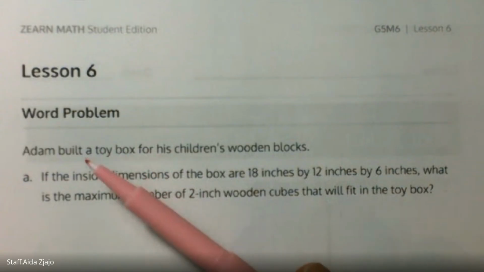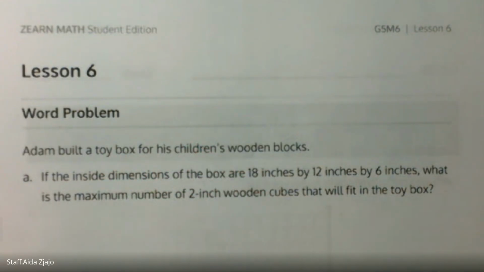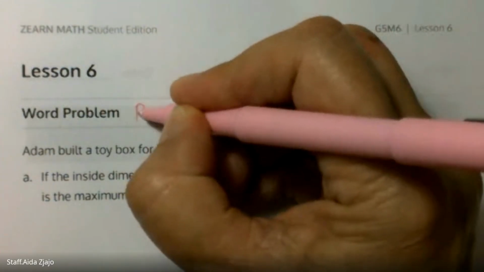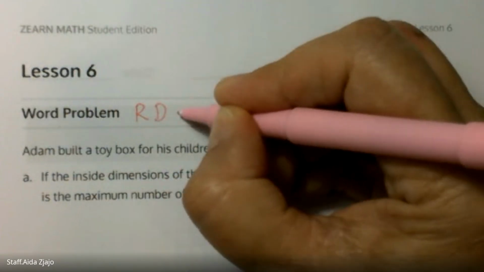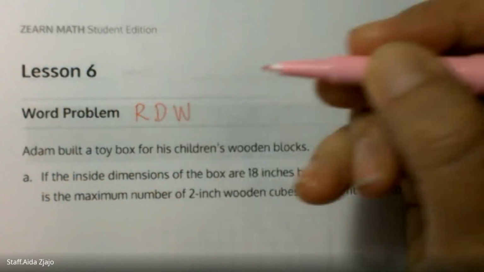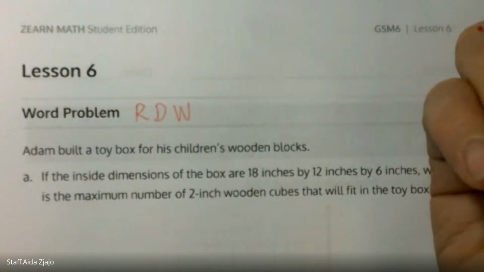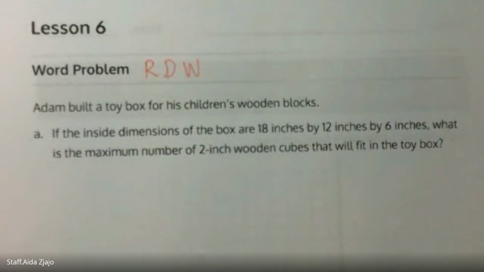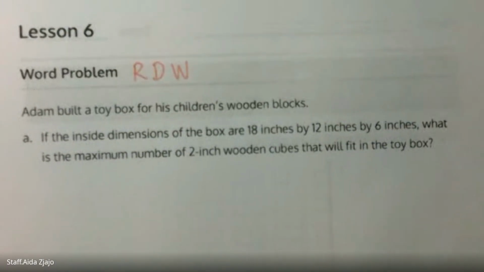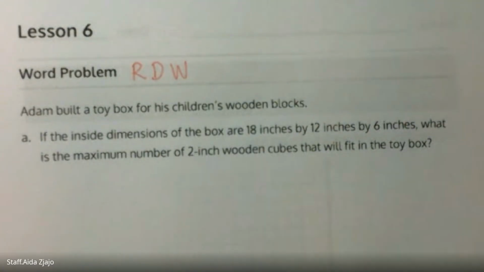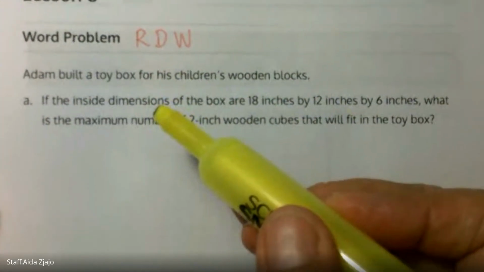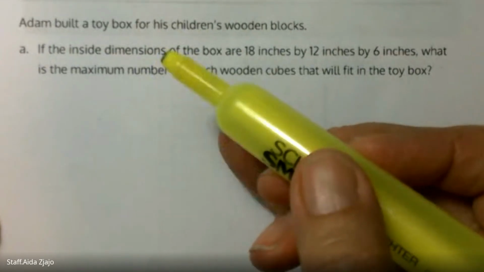It's going to be a word problem. So we are going to use the strategy read, draw, and write. There are two parts of the problem, A and B. So let's see what they want us to do in A.